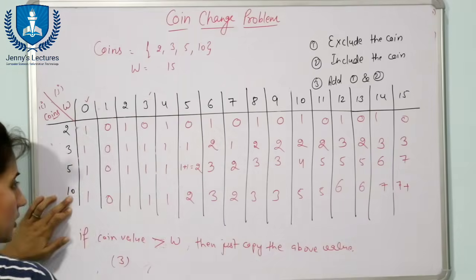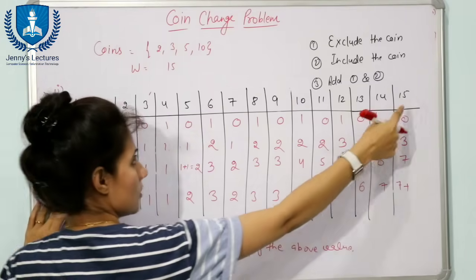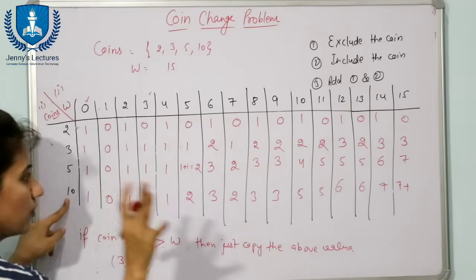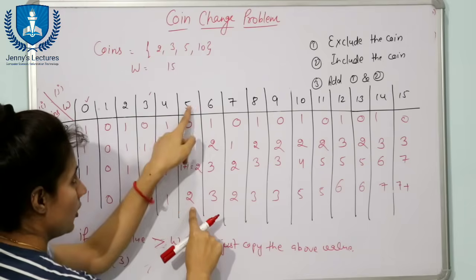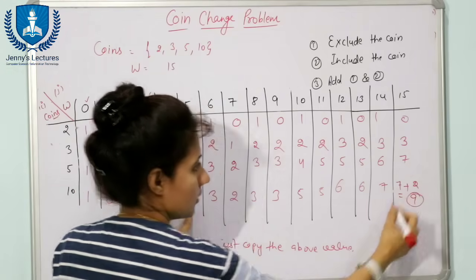Plus, if you include this, then how many ways? Then the method is just do this amount minus the coin value. 15 minus 10 is 5. And just in the same row, go to the column having value 5. So here we have 2, that is 9.